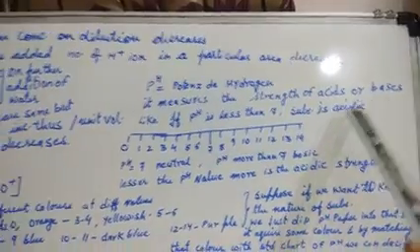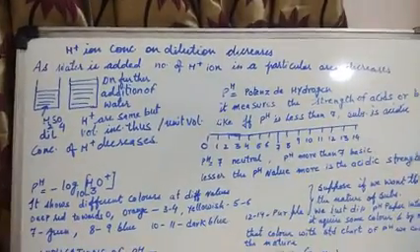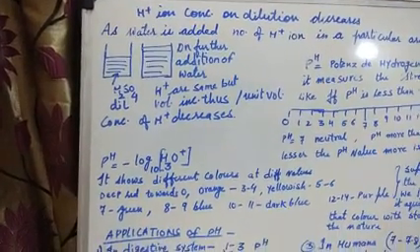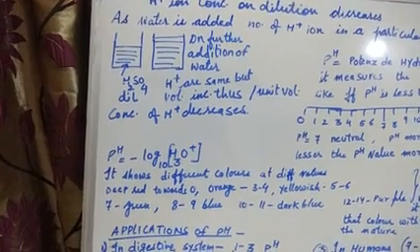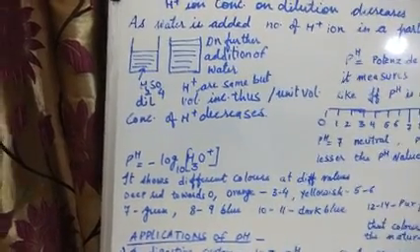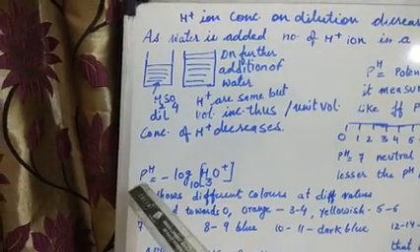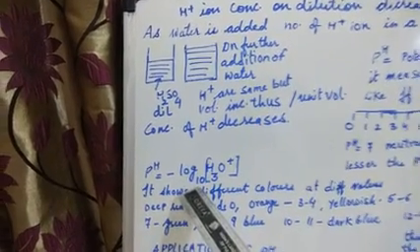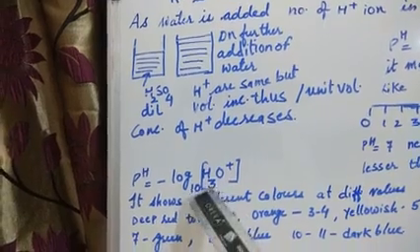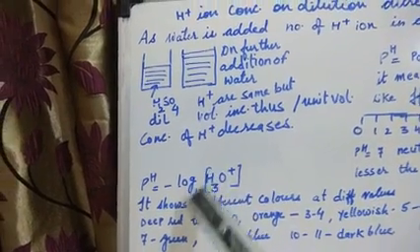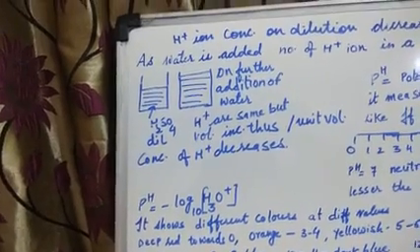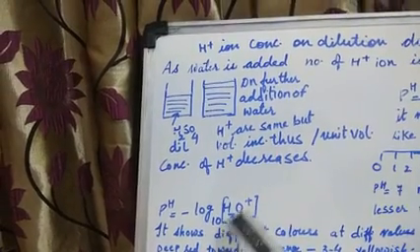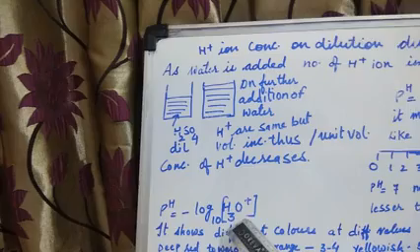Is it clear, students? Here I have written that some mathematical concept was also given for calculating the pH. In higher classes, you will solve many numerical questions based on this pH. But in this class, we are just taking the relation that pH is equal to minus log base 10 of [H3O+]. H3O+ means H plus ions. What does this square bracket indicate? Square bracket shows the concentration of H plus or H3O+ hydronium ion in moles per liter.